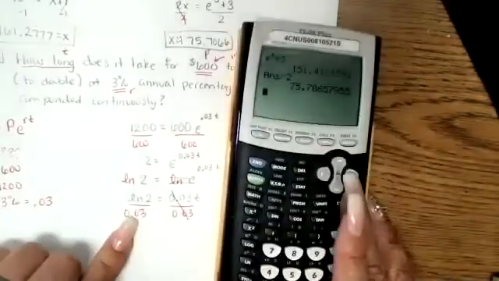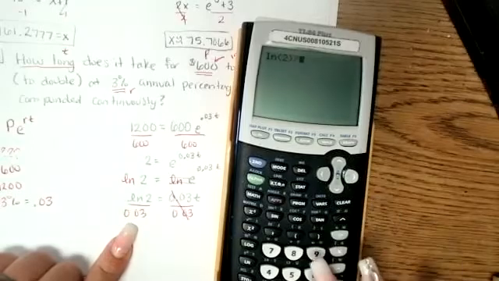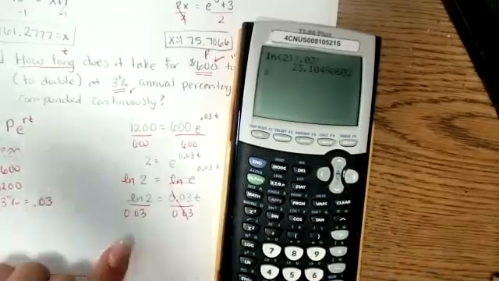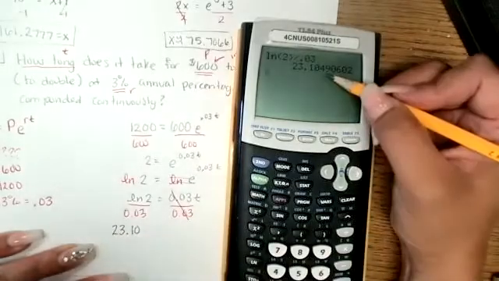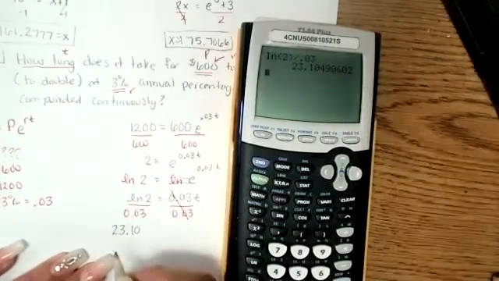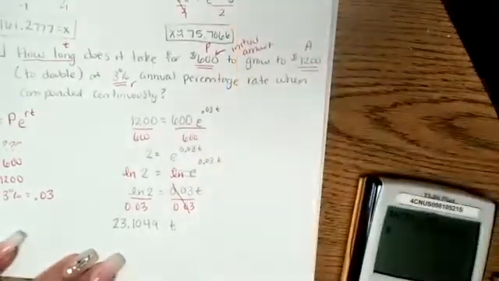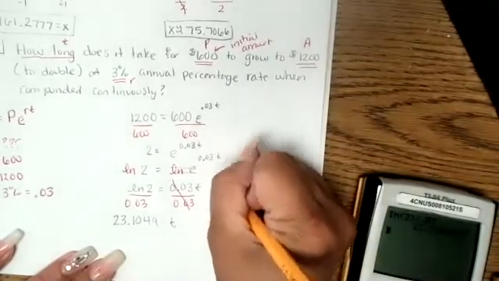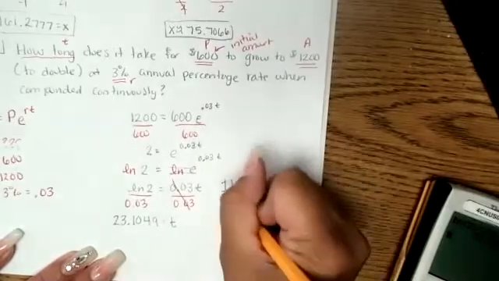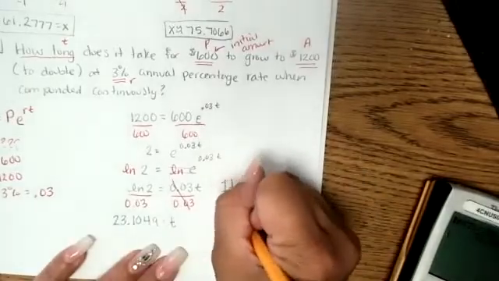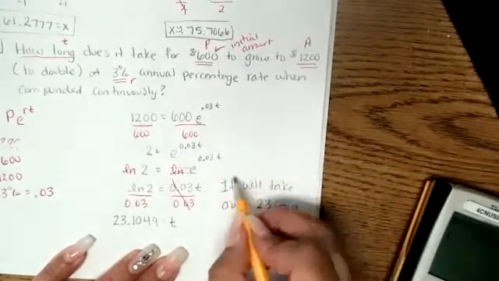In my calculator, I have natural log of 2, close my parenthesis, divided by 0.03. So I get 23.10, and that's going to be 49 equals t. So it will take about 23 years for the money to double.